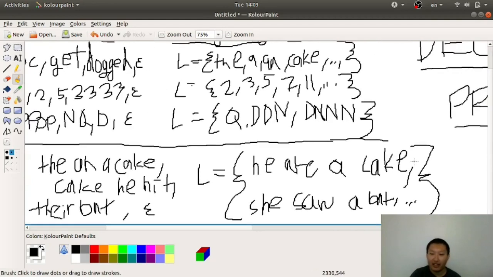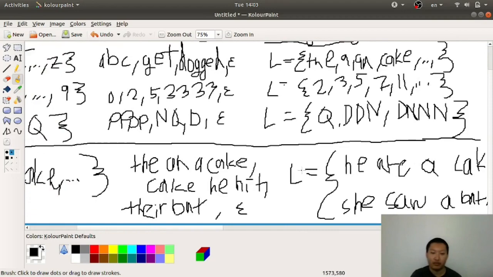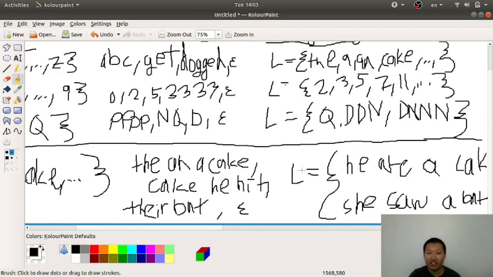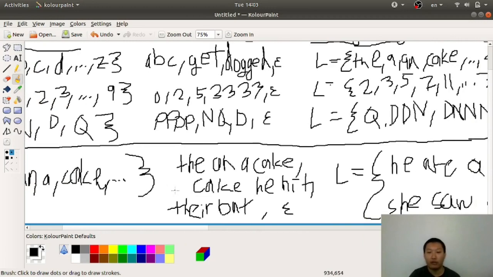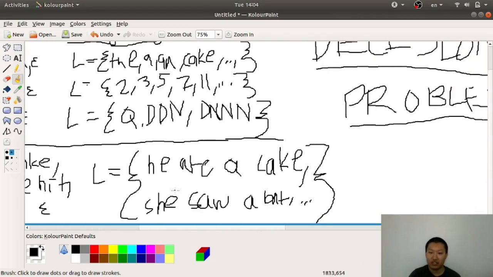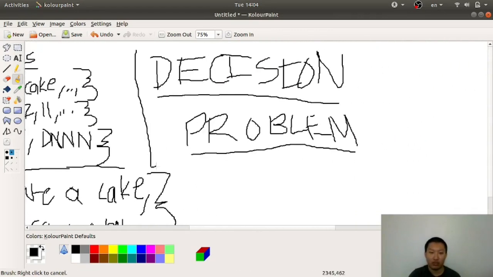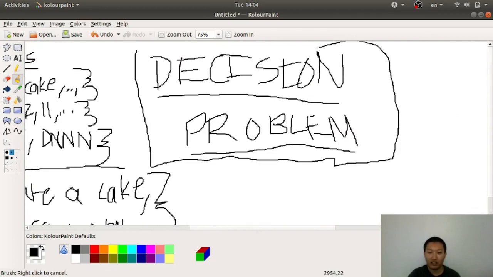So we have a set of all the possible grammatically correct English sentences, and we want to figure out, if we're given a string of words, how do we figure out if that string of words is in our set or not? So in other words, if we're given a string of words like "cake, he hit, there," how do we tell if it forms a grammatically correct English sentence or not? So this is the question we want to answer, and this is called the decision problem. And this is the question that we want to take the rest of the talk to understand.